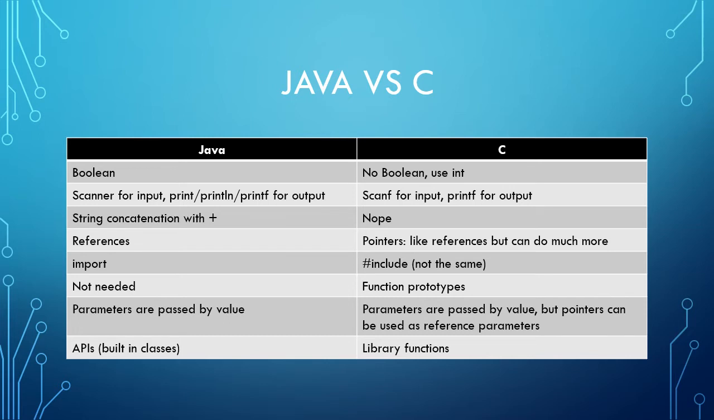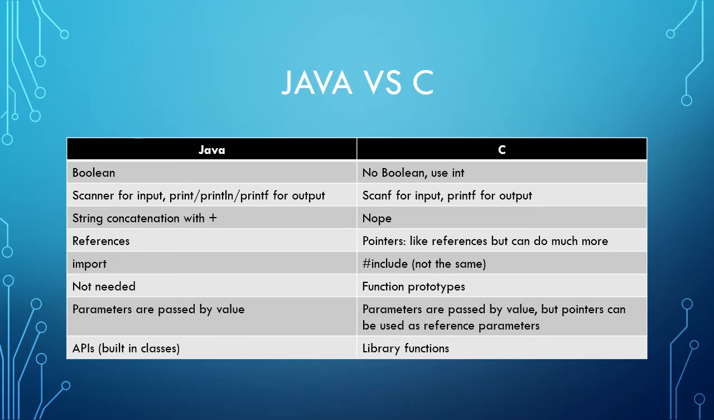Okay, in Java we have that wonderfully convenient string concatenation operator, the plus sign. We don't have anything like that in C. There is a library function to concatenate strings. So you can call a function to concatenate, but you don't have that nice convenient plus sign.